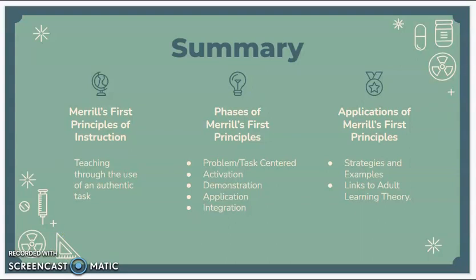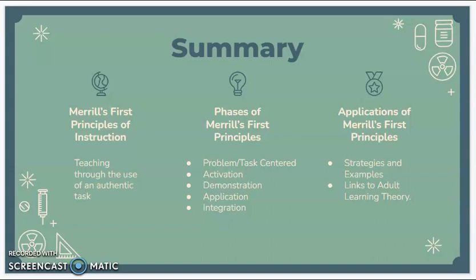In summary, in this presentation, we have gone over Merrill's first principles of instruction, which is a learning framework that is centered around the ideas of an authentic task. This problem or task allows adult learners to be able to determine real-world applicability and relevance of their learning. Therefore, it can drastically drive up the motivation and orientation for learning for adult students. We discussed the 4 phases of this learning framework, including activation, demonstration, application, and integration.